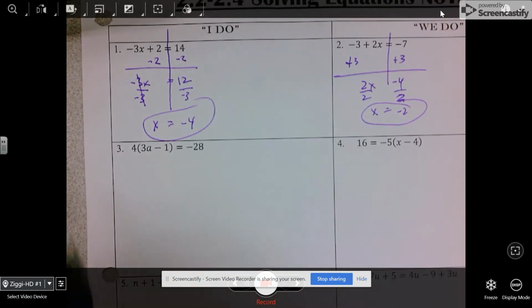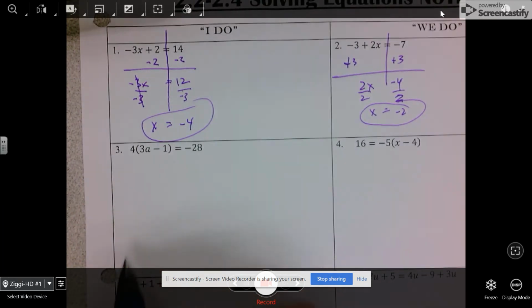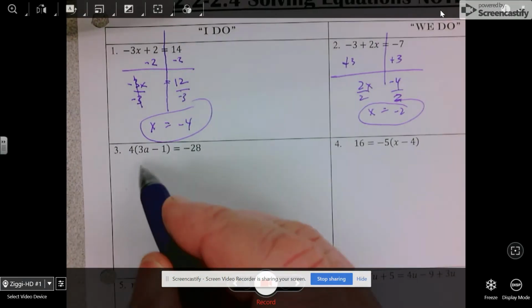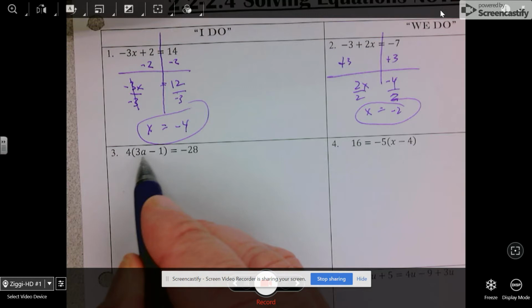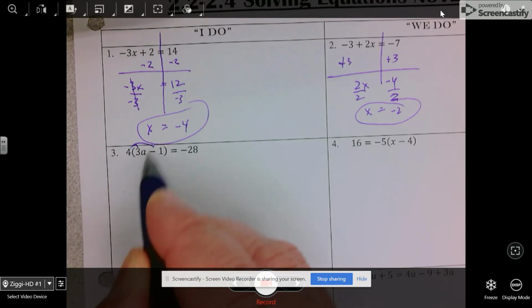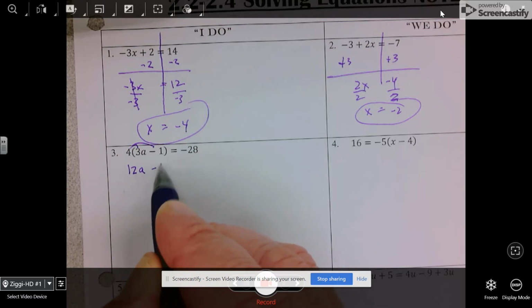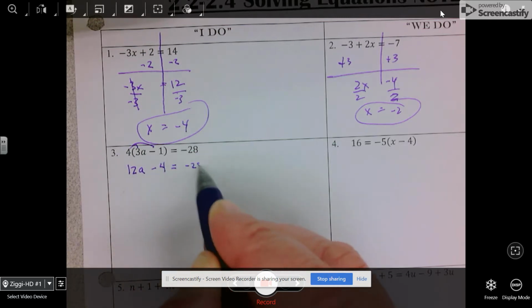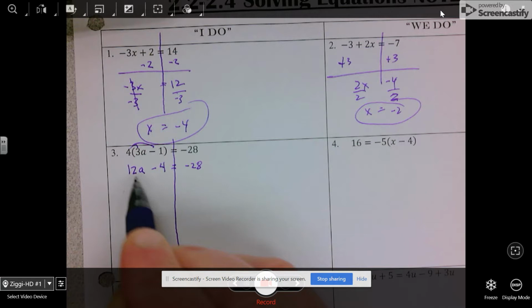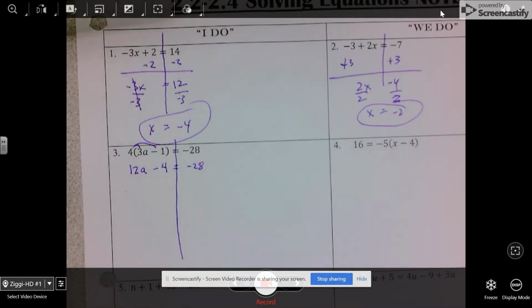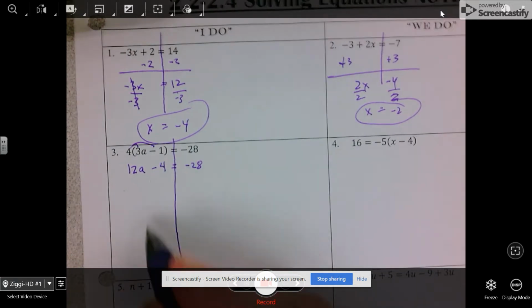Okay, second problem, little difference here. What looks different? Well, I don't have a variable term by itself. So anytime I see parentheses like this, I like to distribute. Math is about changing problems into a problem you already know how to do. So I double check, make sure I distribute. Now I have a problem that looks just like the first one.